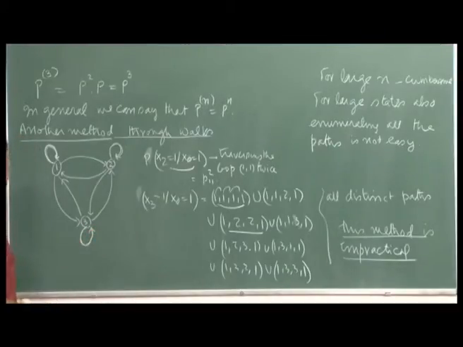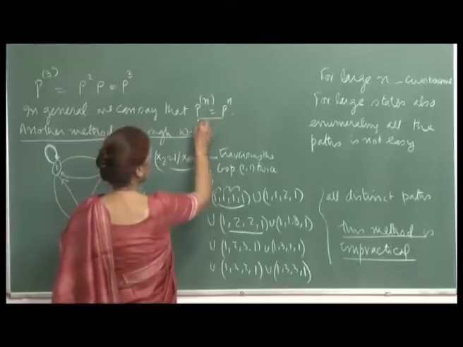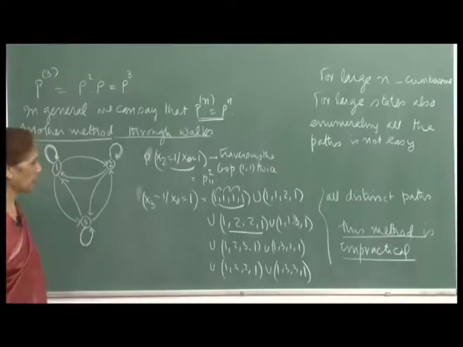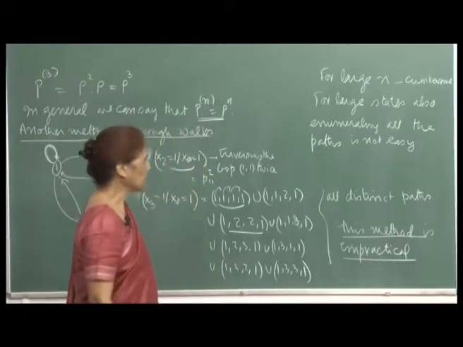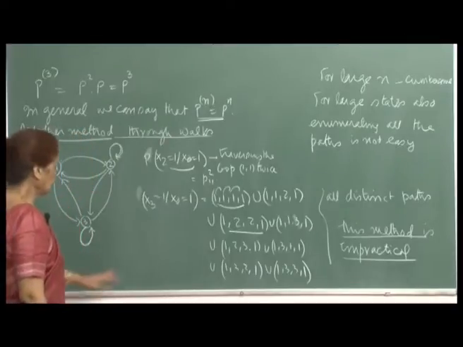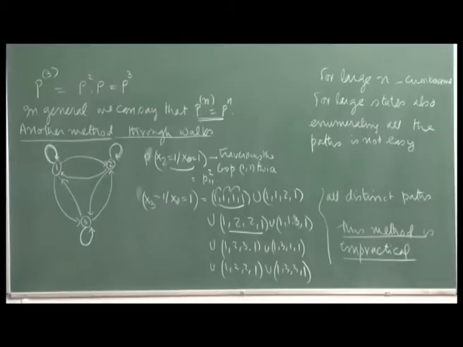So, I thought I will just talk to you about it, and when you are working out small problems, you can actually see this, but otherwise this is really a very efficient way of computing the higher order transition probabilities. Okay. Now, this is fine. So, therefore, we now have a method of computing any step transition probabilities, provided we are given the one step transition probabilities, right.